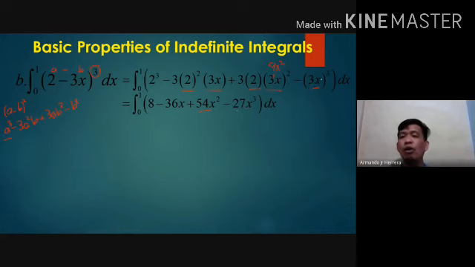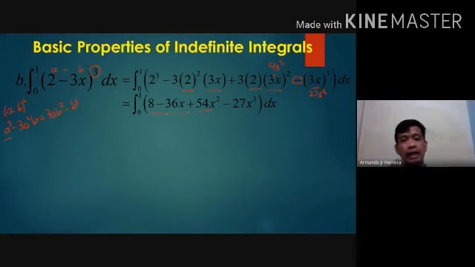Minus the cube of 3x. So 3 cubed is 27, and x to the third power is x cubed. That's why you have minus 27x cubed since it is preceded by a negative.